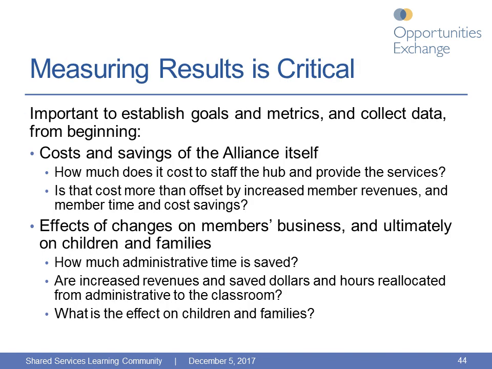Measuring results is really critical, and that's because you can't know whether this makes any sense to do all this work, and you can't go raise funding if you don't know what the results are going to be. So it's very important to establish goals and metrics and then collect the data from the very beginning. And there are two categories that we're talking about here. One is the cost and the savings of the Alliance itself. So how much does it cost to staff the hub and to provide the services, and is that cost more than offset by what happens to member revenues and time and cost savings?